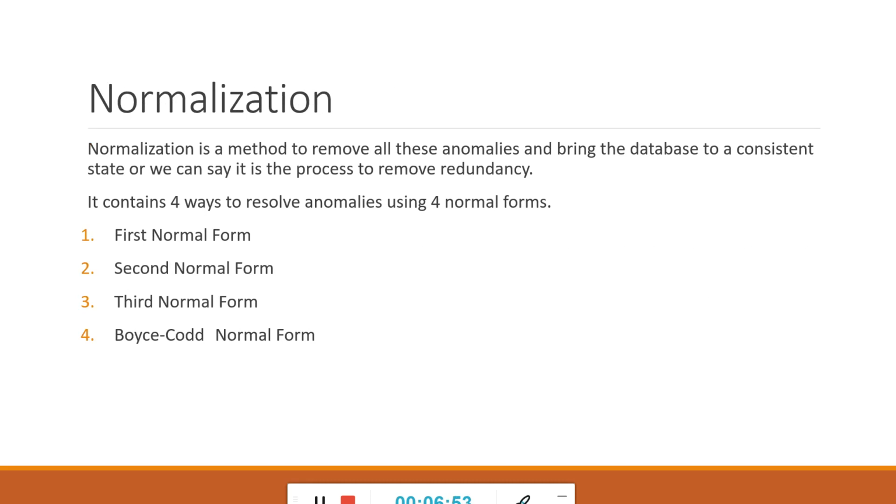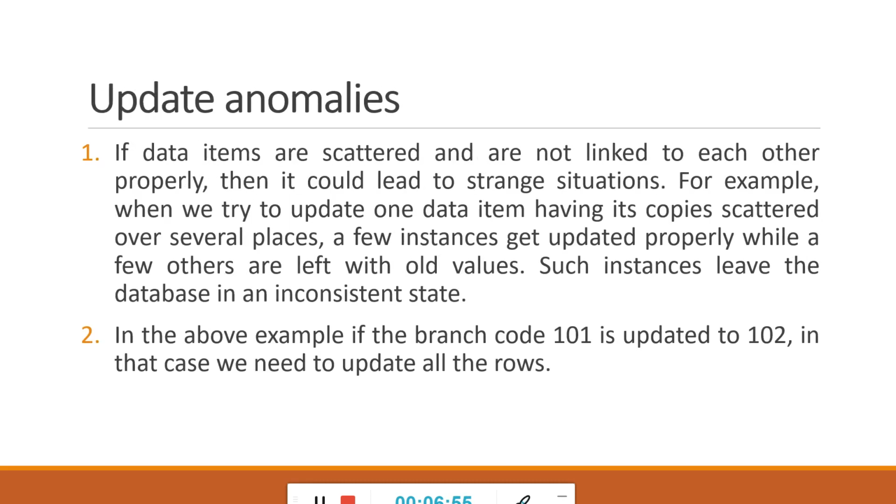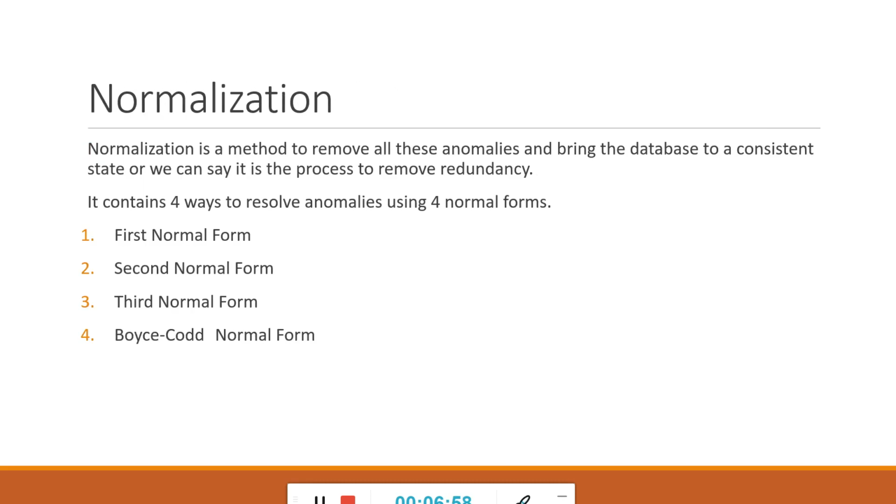There are four kinds of normalizations: first normal form, second normal form, third normal form, and fourth normal form.